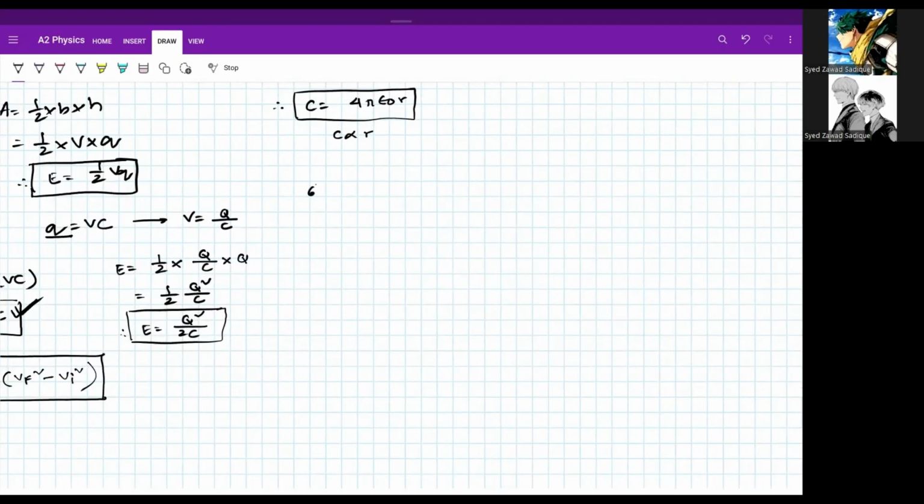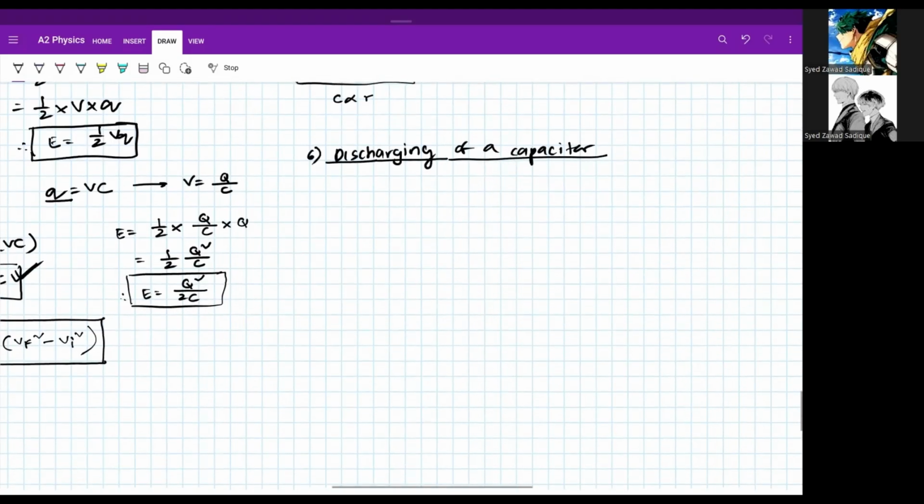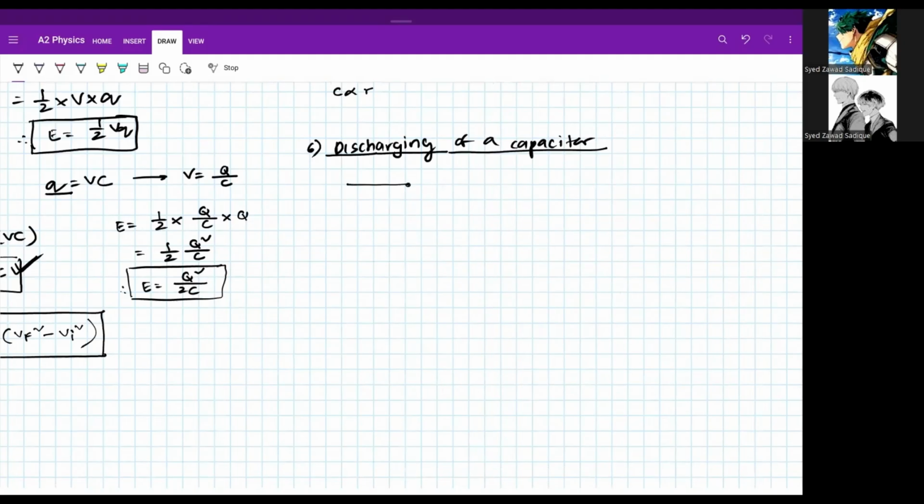Concept number 6 is discharging of a capacitor. This is very new. This is added from the 2022 syllabus and onwards. Okay, so let's draw the discharging circuit. It's power supply, A and B, right? Okay, so this is a resistor. Okay, this is power supply, 2, 3, 4.